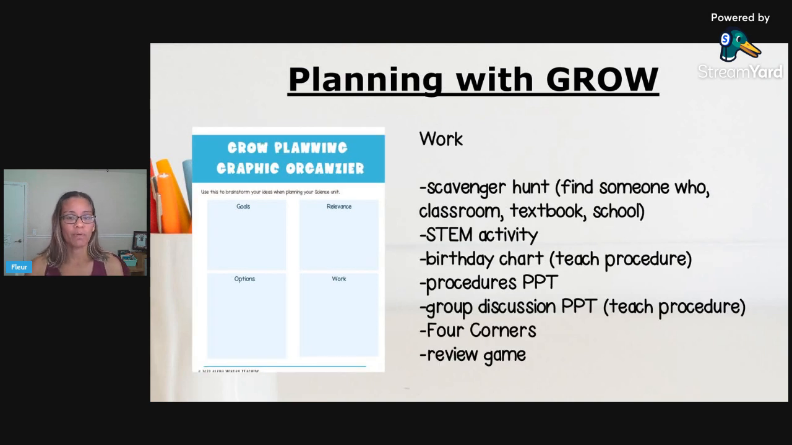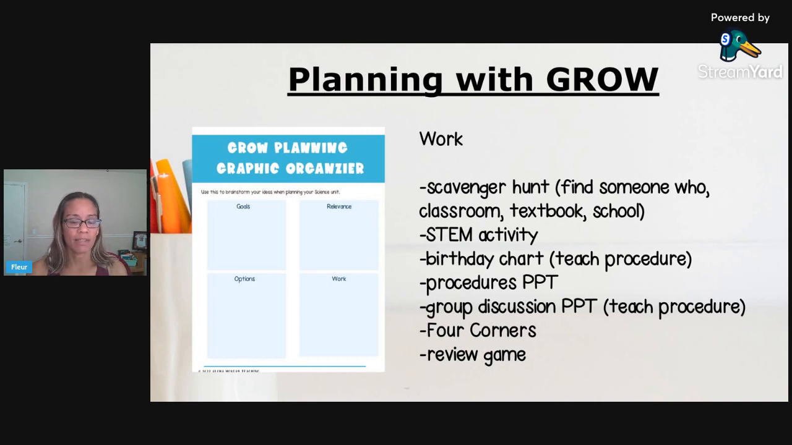Finally, for W, the work. So this is just a list. You can think of this like we're brainstorming right now. We haven't written it out into our actual lesson plans yet. So some work we could do are scavenger hunts. We can do a STEM activity.